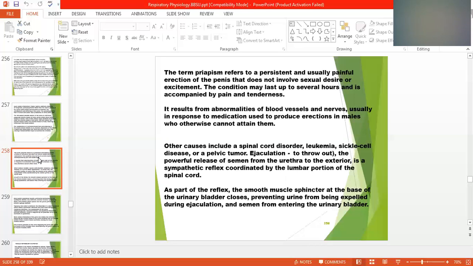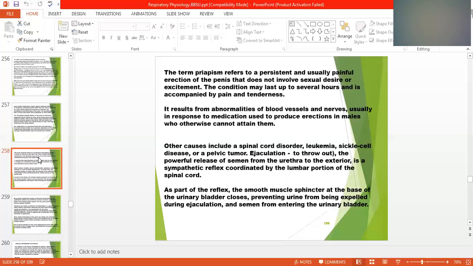Means if there is a loss of libido, or sexual desire is lost, or a problem in the erection, then there are certain medicines available in the market and they use them. And with that, the circulation will be disturbed and cause pain during erection.